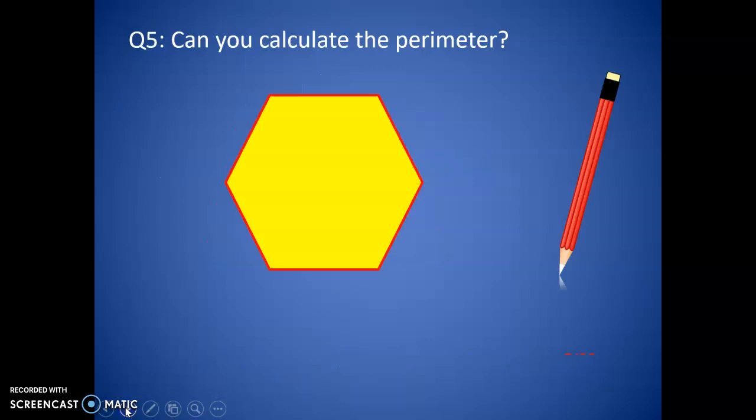Here's question 5. What kind of shape have we got this time? Well done if you think it's a hexagon, 6-sided shape. I remember hexagon because it's got an X in it. All the sides are the same. This is a regular hexagon. So if each side is 6, let's see this time if you can decide what the answer is.